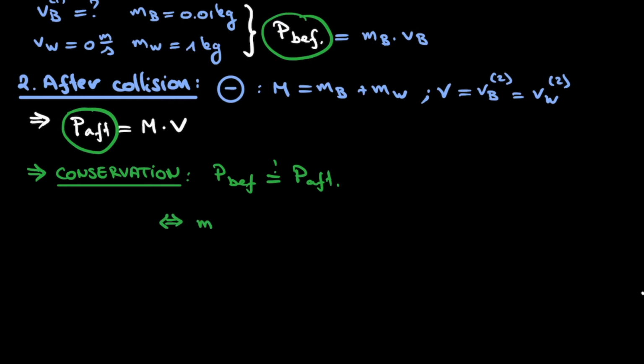And of course, since we found expressions for both of these quantities, we can simply fill them in. We have that the mass of the bullet multiplied by the velocity of the bullet, which is what we're looking for in the end, will be equal to the total mass of the bullet plus the bag of sand multiplied by this velocity. And at this point we can write this total mass in its components, so the mass of the bullet plus the mass of the bag of sand multiplied by this v.